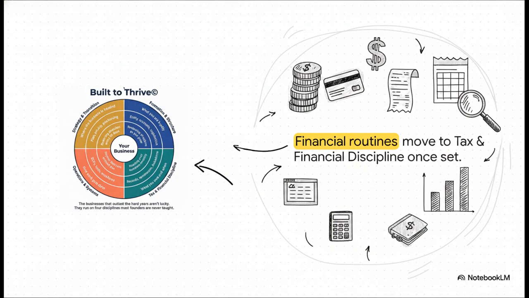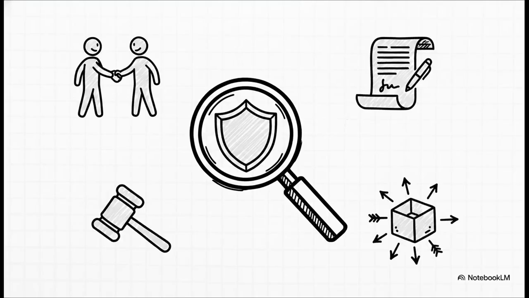Okay, so you might be wondering, what about the money? Well, once your structural boundaries are set, all your financial routines, things like banking, record keeping, tracking expenses, bookkeeping, and dealing with GST or HST, those explicitly move over to tax and financial discipline. We want to keep our focus here strictly on the formation structure, cleanly handing off those finances to their proper domain.